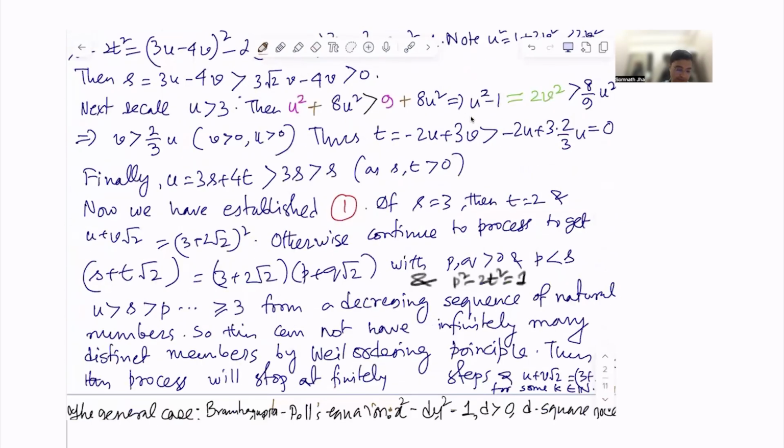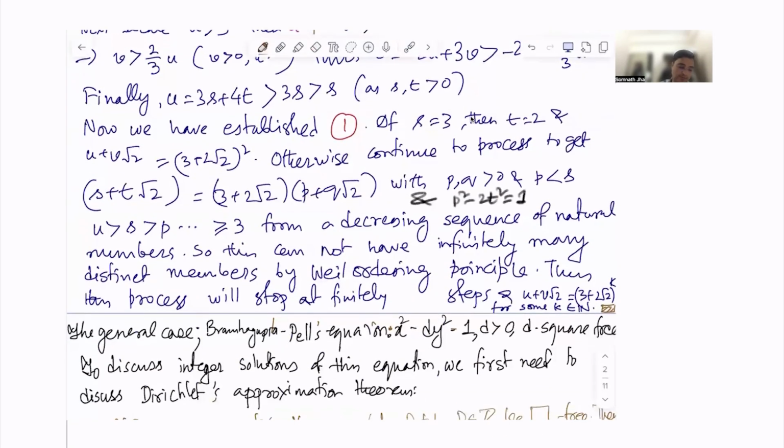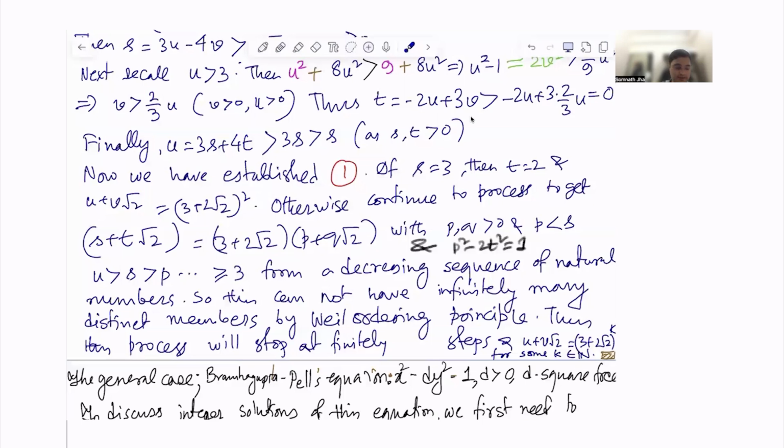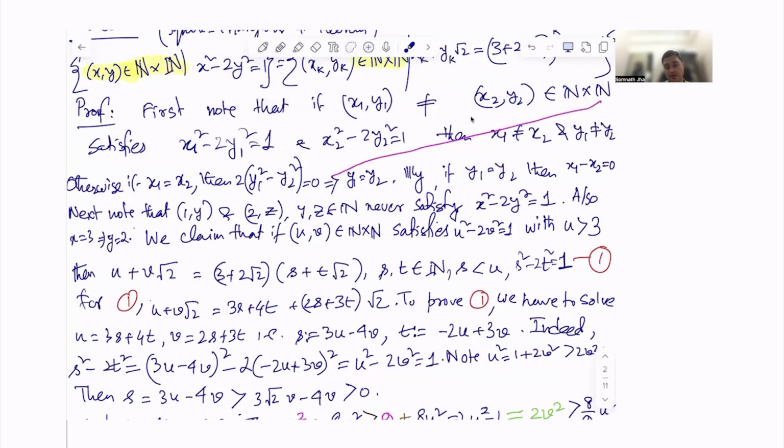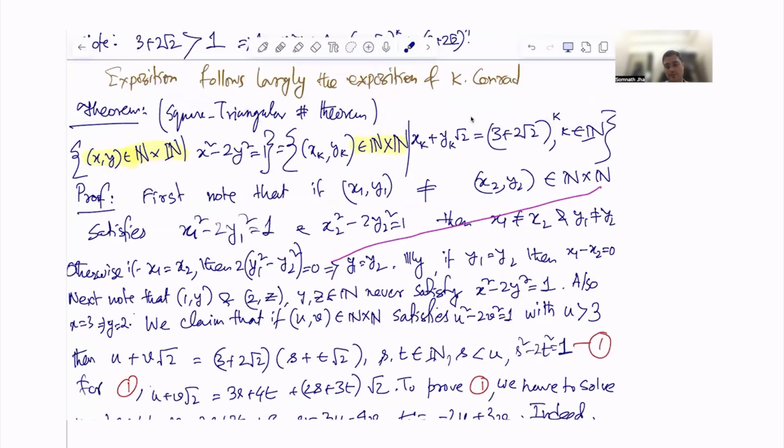So now we want to consider the general case. Brahmagupta. The main idea remains the same: if you have two solutions, a plus b root d and s plus t root d, then you compose them, namely multiply them, and that gives you another solution of this equation. In particular, if you find a solution greater than 1, like 3 plus 2 root 2, then its power k gives you all the solutions in positive integers of x square minus 2y square.